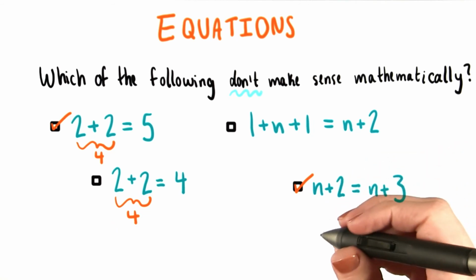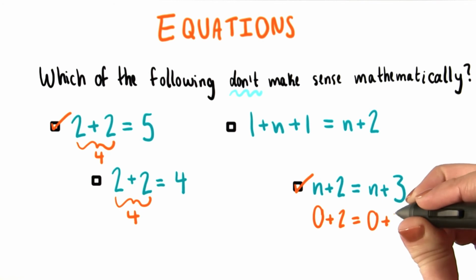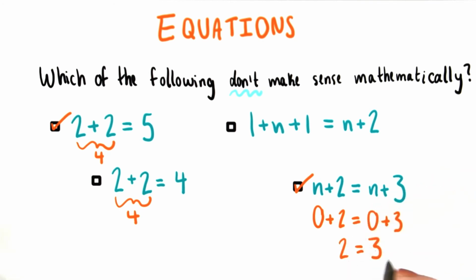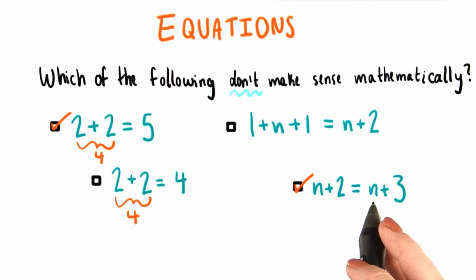So for example, if we let n equal 0, then we have 0 plus 2 equals 0 plus 3, which leaves us with 2 equals 3, and that is not true. A similar thing will happen no matter what number you plug in for n.